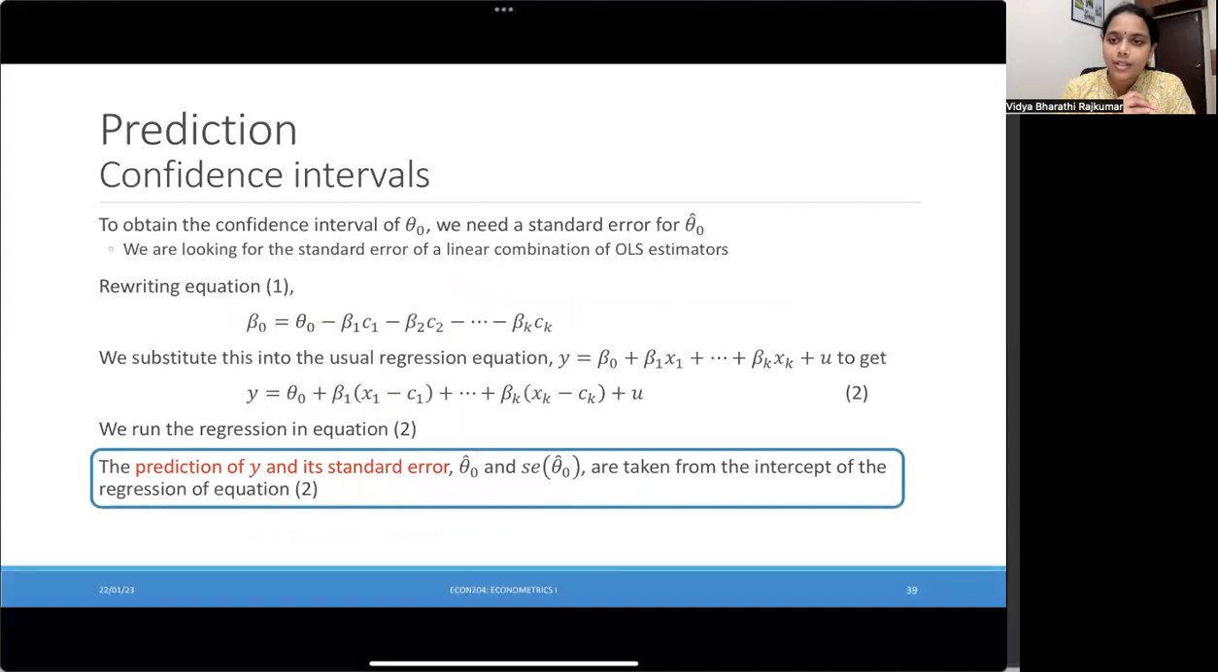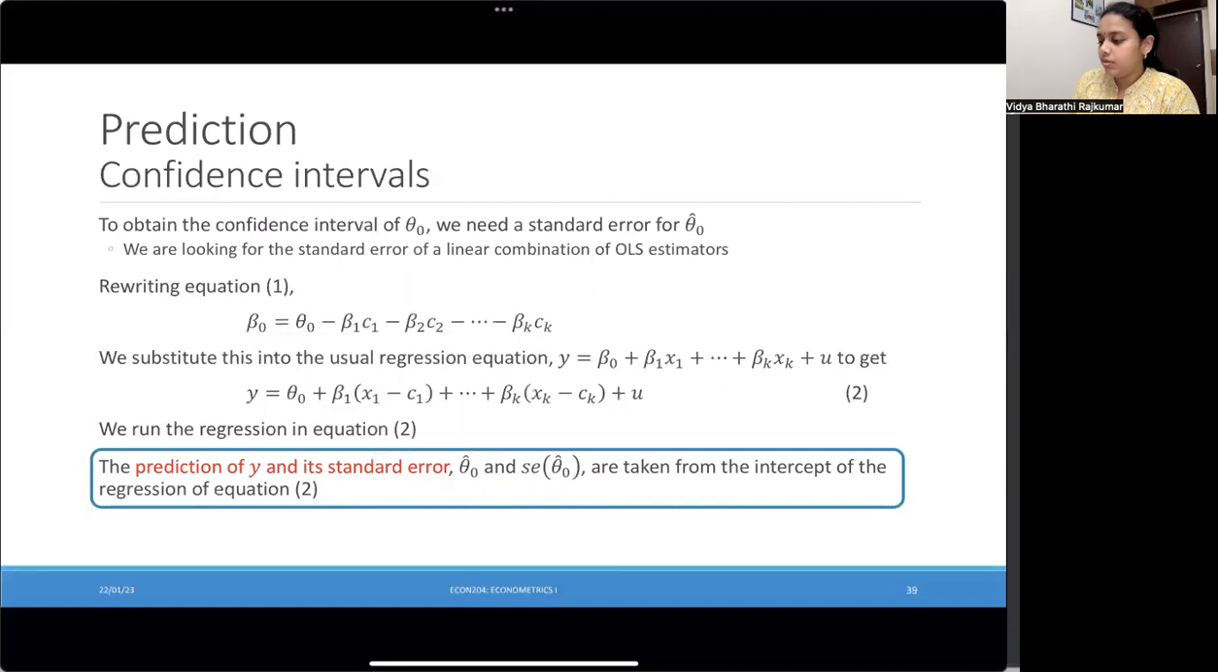Well, to construct a confidence interval for anything, we need the estimated value and its standard error. How do we get a standard error for theta naught from linear regression? We're going to use the trick that we learned in chapter 4, where when we wanted to test a hypothesis of linear combinations of parameters, we transformed the linear regression. And we're going to do something similar now.